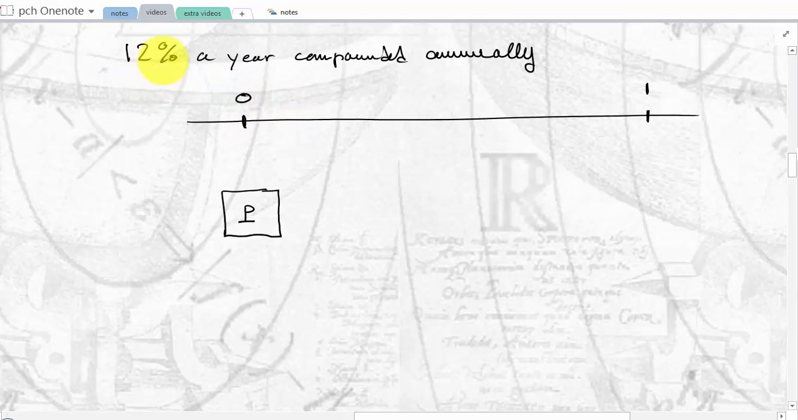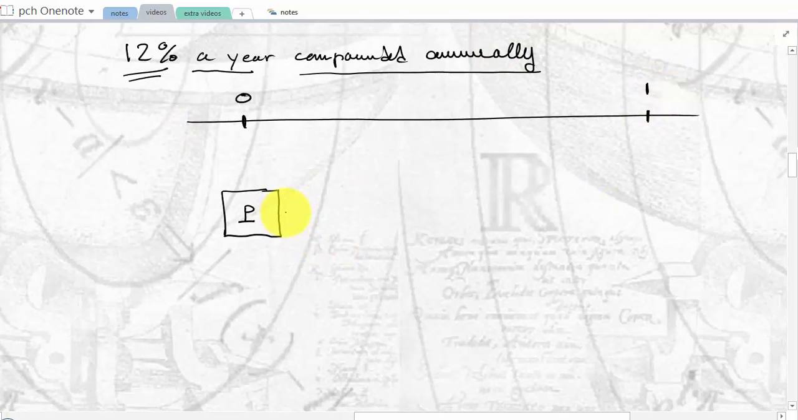I took 12% because it's a nice number. This is a pretty decent return on your investment, okay? 12% a year, compounded annually. Don't believe there is a mistake in the statement right here. I'll show you after, but it's 12% a year that you compound annually. So what happens to your investment? Well, this is the end of the first year right here.